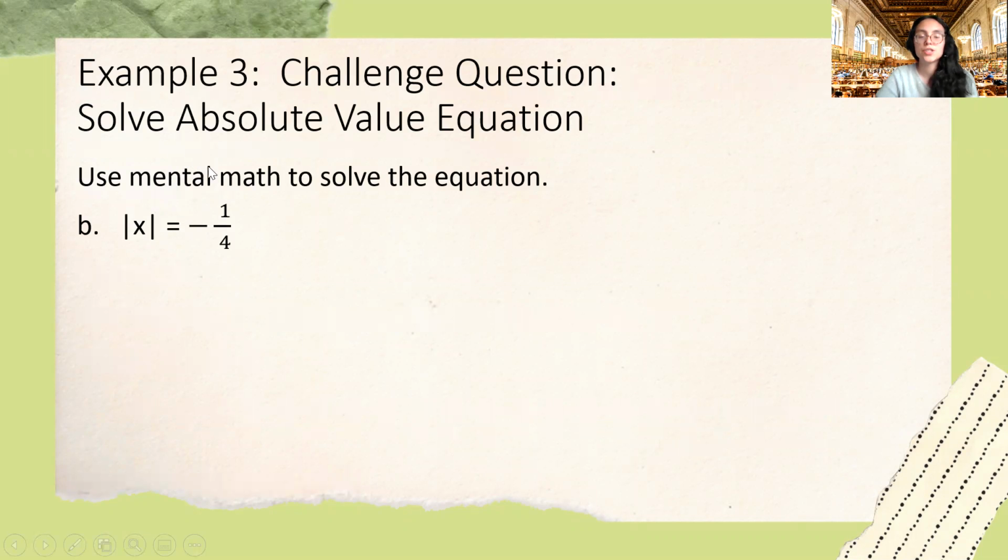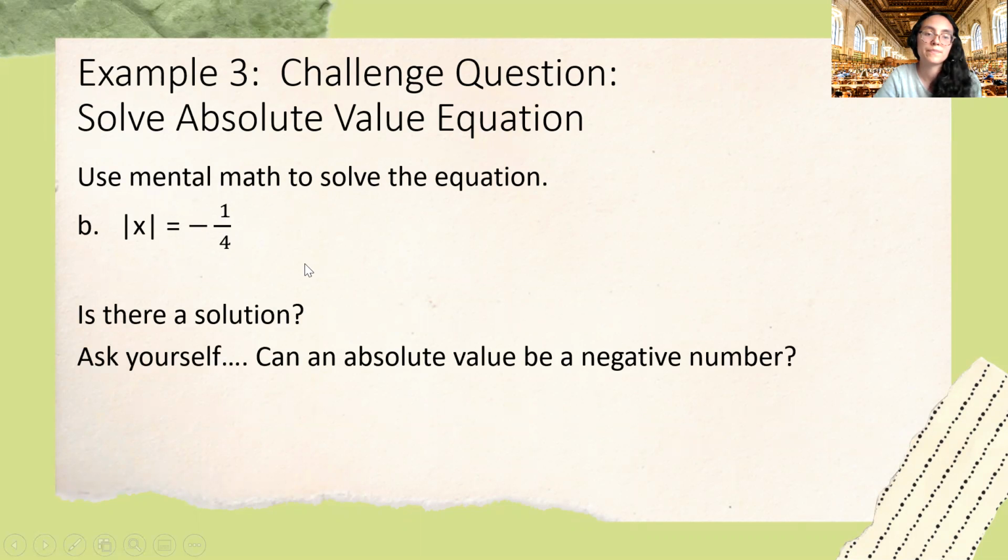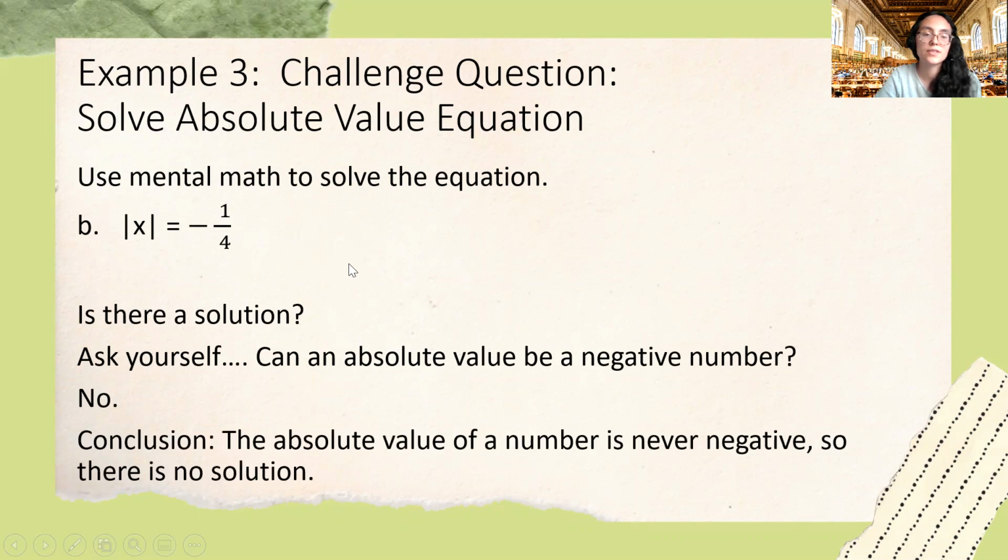And here's our challenge question. If you remember, the hint or key that I highlighted is that we're asked to use mental math to solve the equation. The absolute value of x is going to equal negative 1 over 4, and we're asked to find what is x. Okay, so think about what we just learned. Is there a solution to this? Is there a number here that when we take the absolute value, we would get a negative 1/4? And can an absolute value be a negative number? And the answer is no. So the absolute value of a number is never negative, so there is no solution.